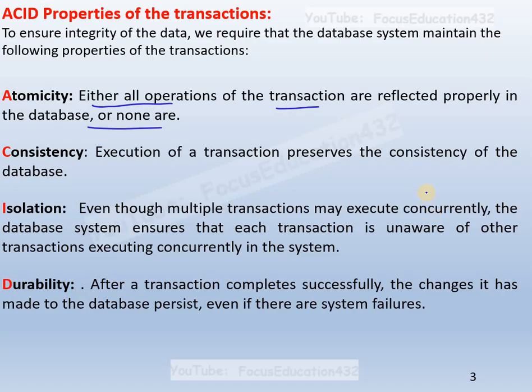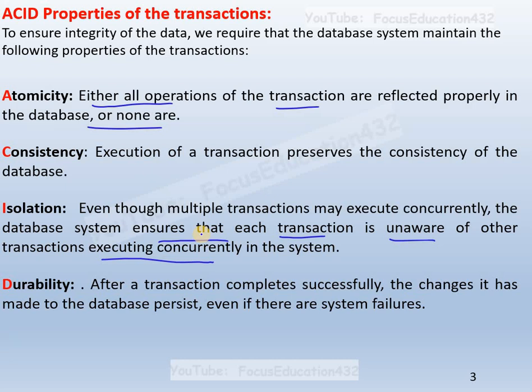There may be a case that in the database, 2 transactions may be happening, or in reality, several users are online at the same time. A user may be executing his transaction T1, another user may be executing transaction T2, another user may be T3 and so on. Isolation means separation. So even though multiple or many transactions may execute concurrently, that is at the same time, the database system ensures that each transaction is unaware of the transaction executing concurrently. That means it should not bother about the other transactions being executed at the same time.